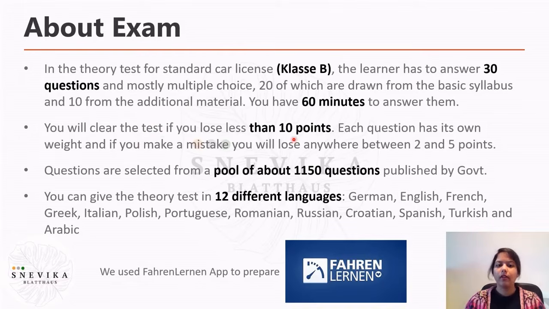But the important point is you cannot afford to lose more than 10 points. So if you are doing a class B driving exam, then the maximum you can do is 2 wrong. That is the reason you should know the answers very correctly and your concepts should be clear. In this exam, you can answer in 12 different languages, and even English is one of them.